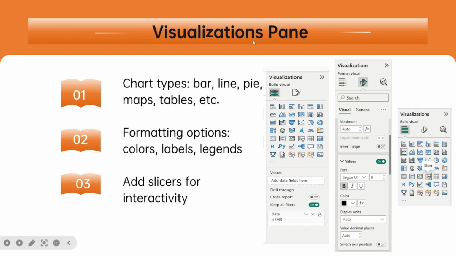This is the Visualization pane. According to your requirement, you can select bar chart, pie chart, donut chart, gauge, cards, matrix, table, slicers as well. As well as in here, you can see the format visuals under the visualization pane. Actually, this can be used to make very attractive dashboards with changes in colors, labels and legends.